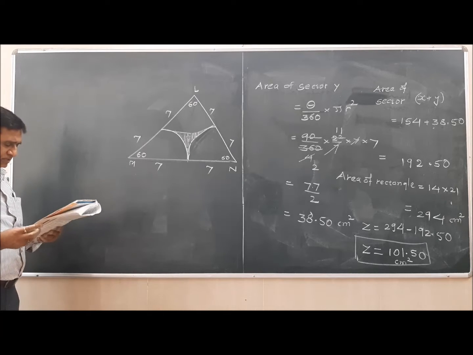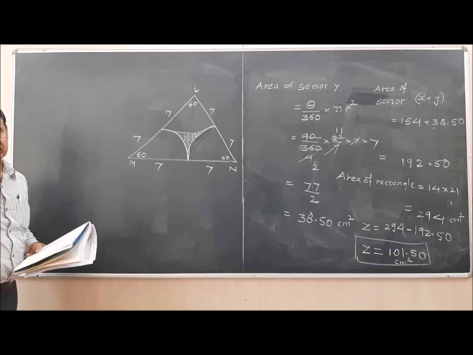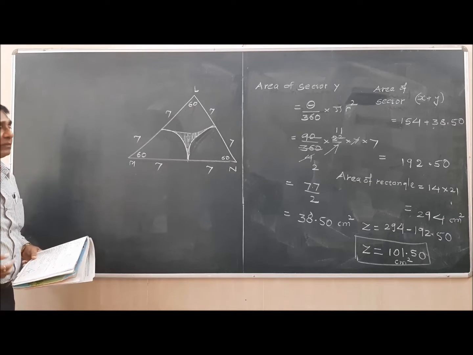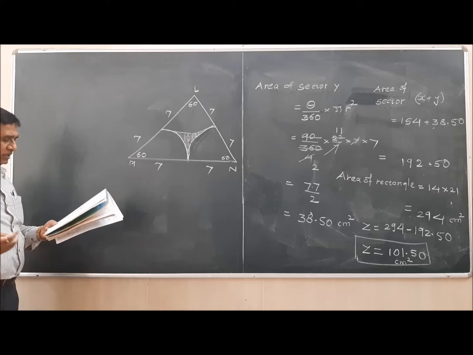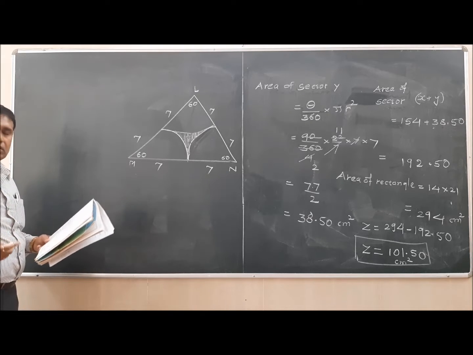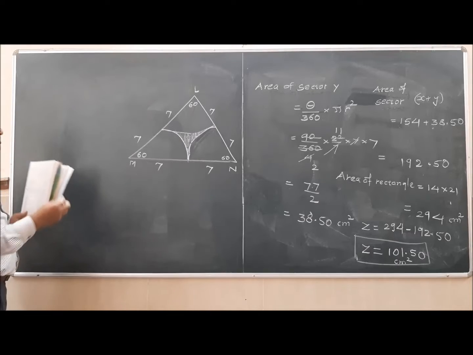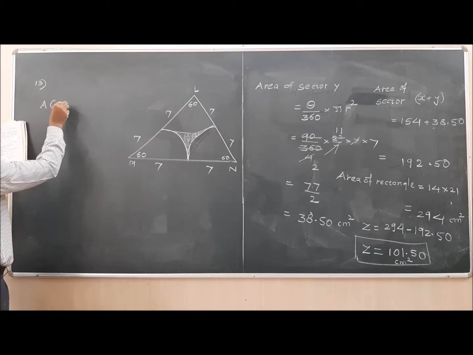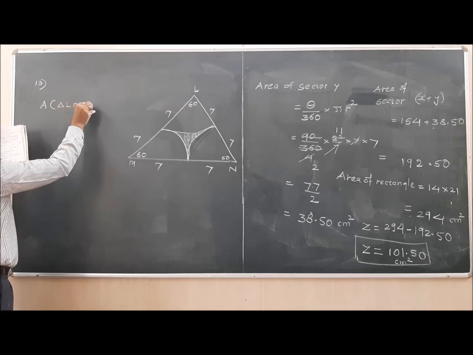Now question is, there are 4 questions. It's a very lengthy question and it is going to carry 4 marks surely, because for all these questions 1 mark each. So first question in this question number 13: find out area of triangle LMN.